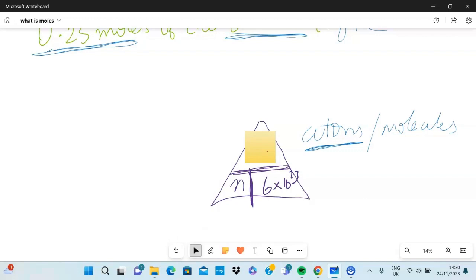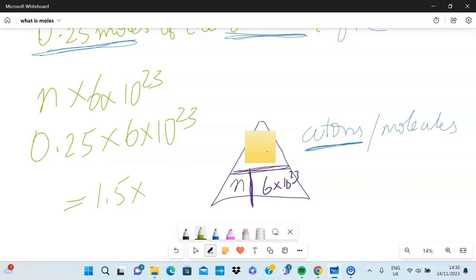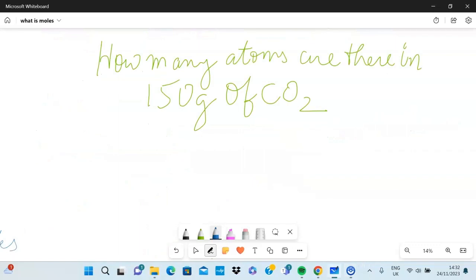Okay, atoms. So that gives you the formula, and that is moles multiplied by 6 times 10 to the power 23. Moles is 0.25. Multiply that by 6 times 10 to the power 23, and that gives you the answer of 1.5 times 10 to the power 23 atoms of iron. There you go. As simple as that. Let's do one more quickly. This will be the more common one.